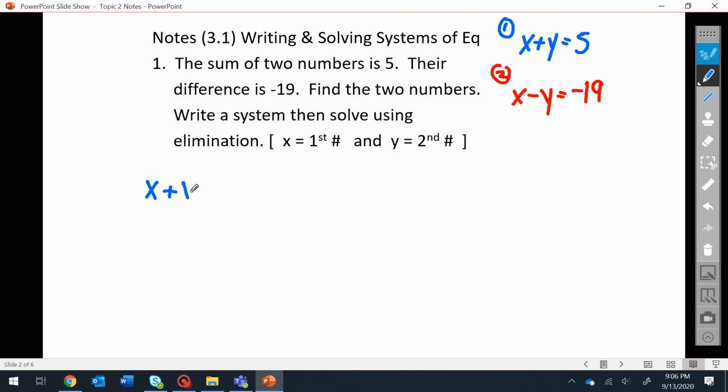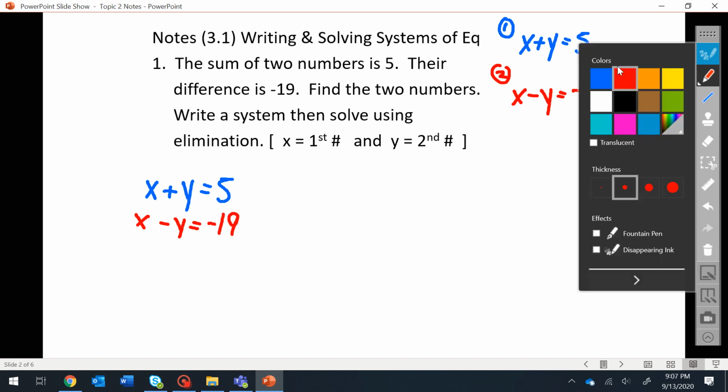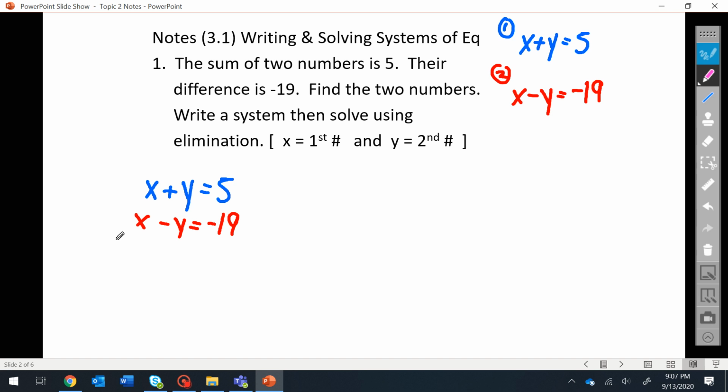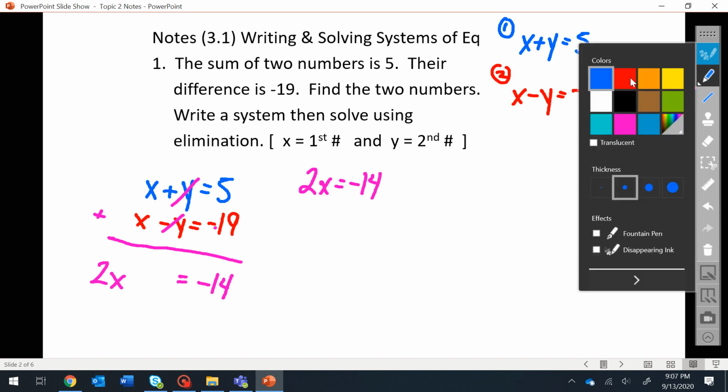So let's look at what it looks like when we add the equations together. We have x plus y equals 5, and we have x minus y equals negative 19. And we're just going to add this like any normal equation. x plus x is 2x, positive y and negative y is 0, and 5 plus negative 19 is negative 14. So our resulting equation is 2x equals negative 14. And now we can solve this for x.